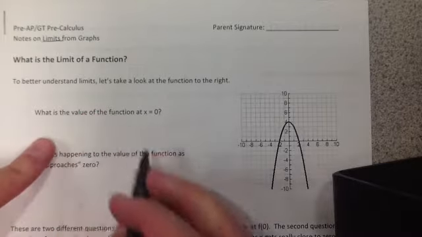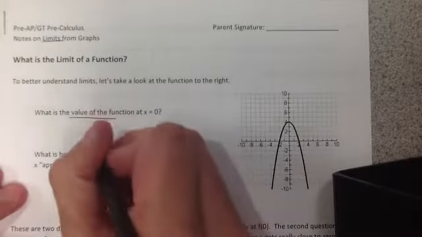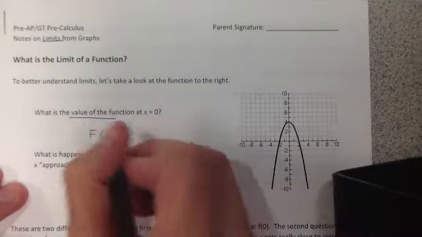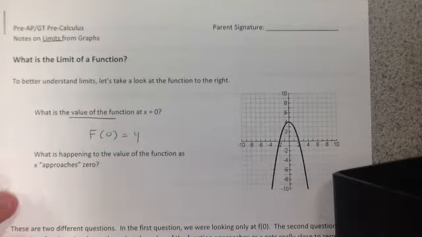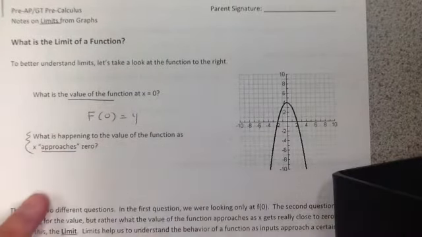Now, the first question says, what is the value of a function? Now, that's something that we all know from Algebra 1. If I want to find f of 0, I look at it. It's 4. Very easy to do. But the second question, this is the hallmark of all of calculus. Not what is the value at 0, but what's happening as we approach 0.